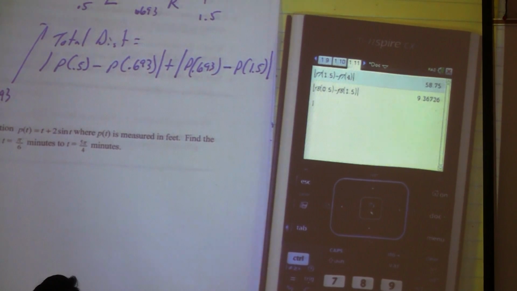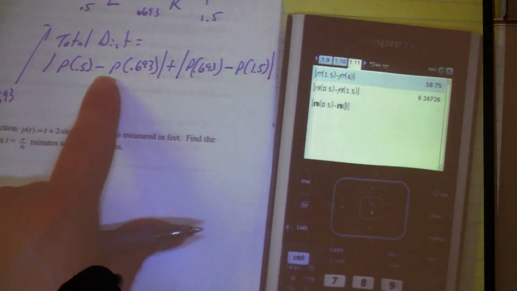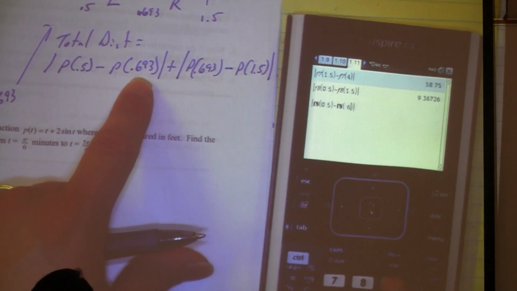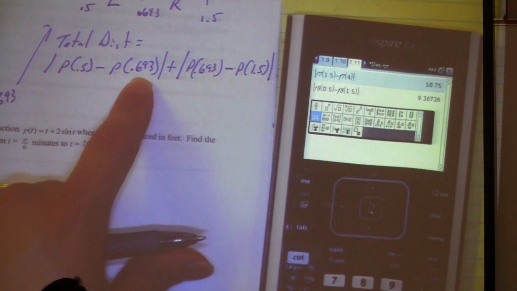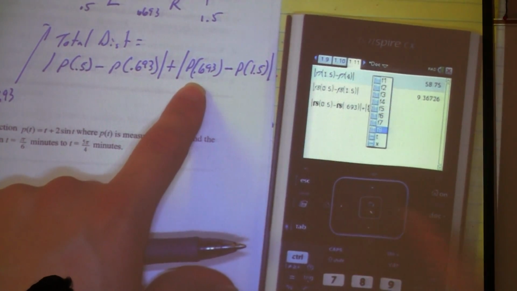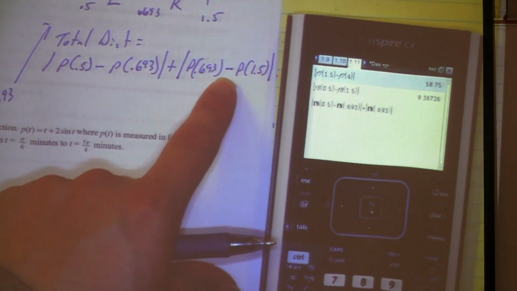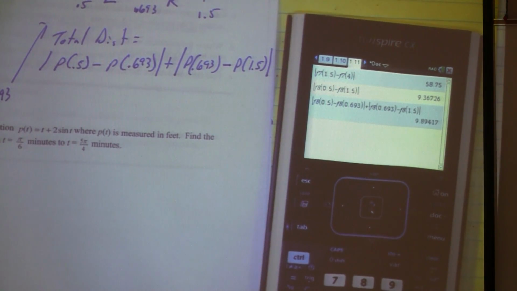So you want to type it in. I'm going to go back and copy this one since it's already started. So it'll be f of 0.5 minus f of 0.693. Get out of the absolute value, put a plus. Absolute value of f8 of 0.693 minus bars f8 of 1.5. Bam! What do you guys get?